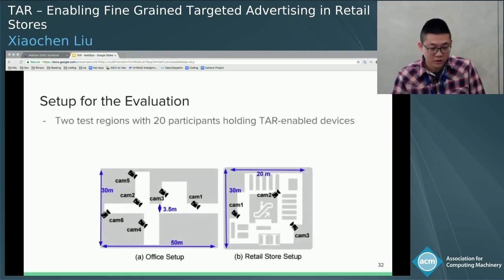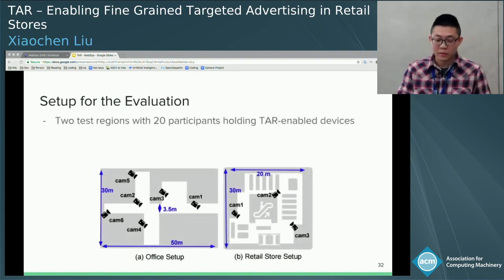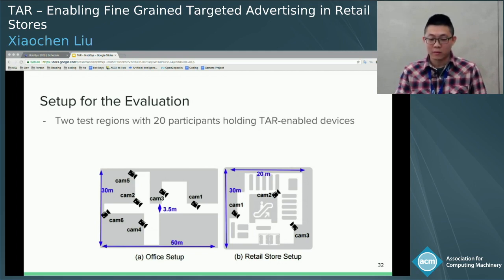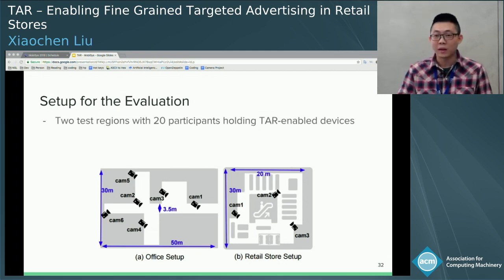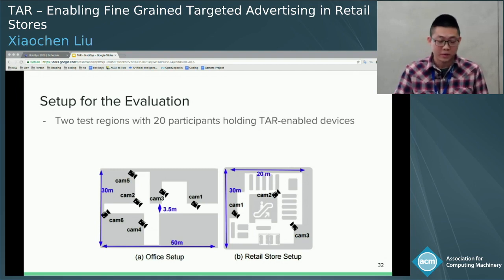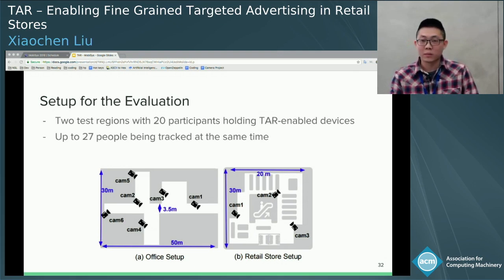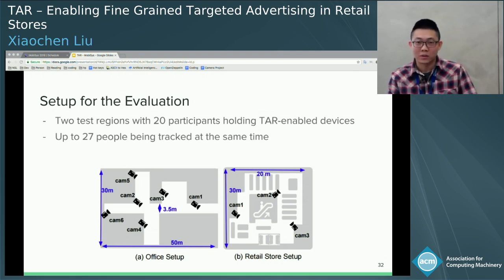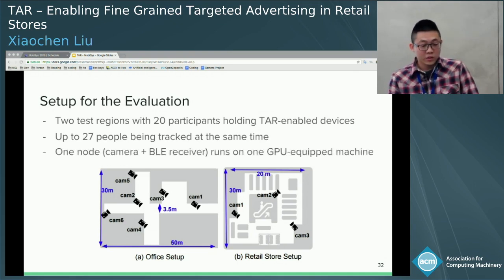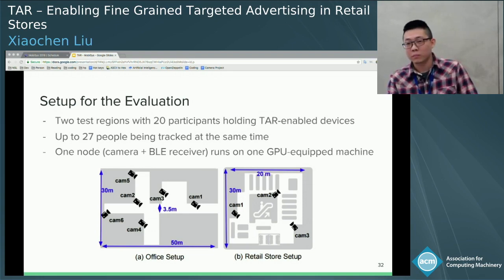We tested TAR in two environments, the office and the retail store. We recruited 20 participants to install our BLE library on their phones, and they walked randomly in those areas. The test data recorded up to 27 people being simultaneously tracked, because there are many people that are not our volunteers, and they don't have devices. Each node in TAR runs on one GPU machine with one camera and one BLE receiver.